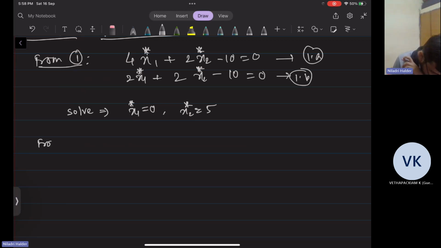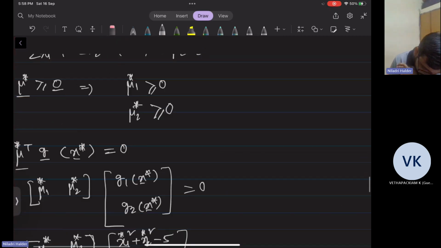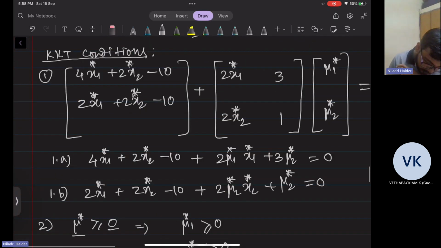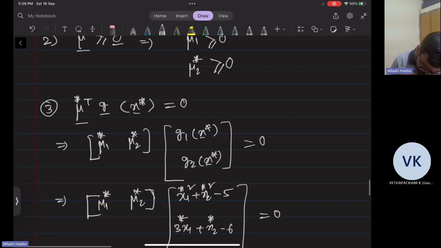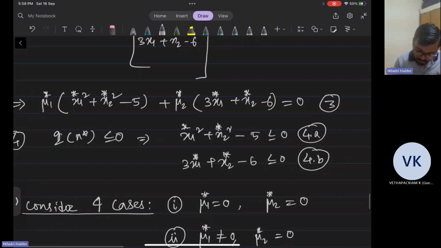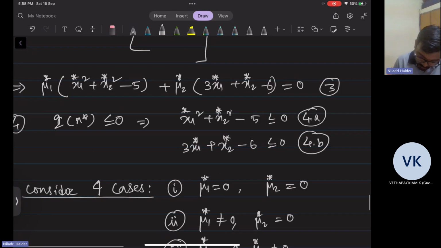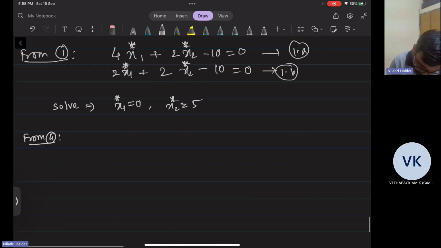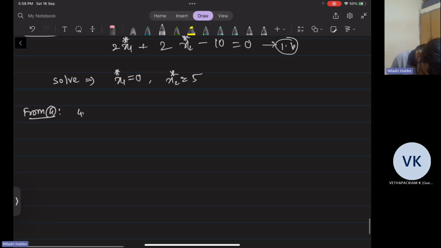Now from 4. All four conditions should be satisfied: 1, 2, 3, and 4. So from 4a, x1 square plus x2 square minus 5 less than or equal to 0 should be satisfied.